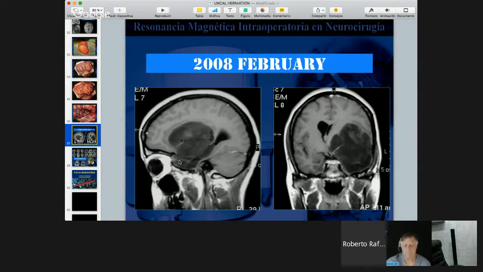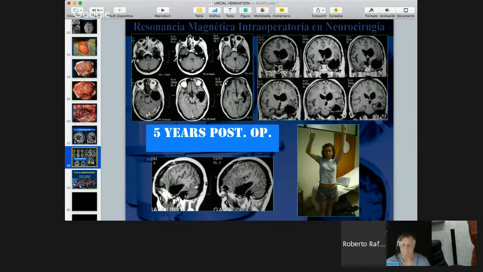Another case, a very important tumor, a big tumor here, and you can see very important herniation of the hippocampus with displacement of the third ventricle here. And this is the same patient 5 years postoperative with light hemiparesis and complete resection of this oligodendroglioma. And here, the same, you can see the middle fossa completely empty, and here the brain stem completely free.